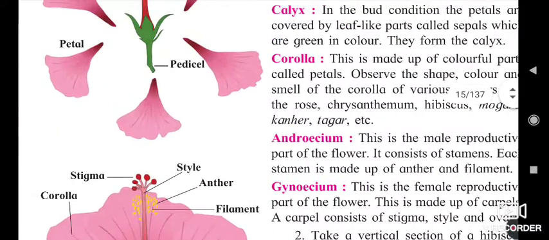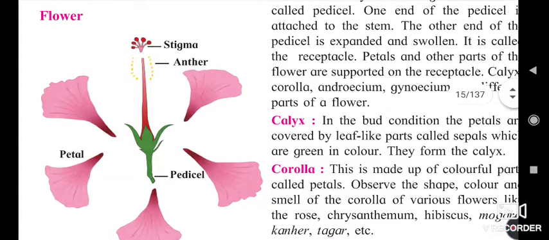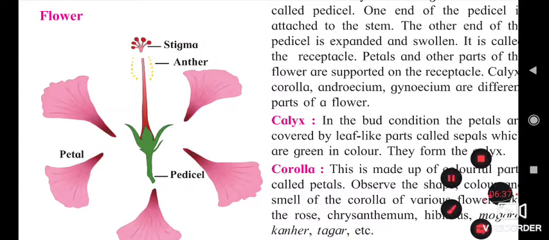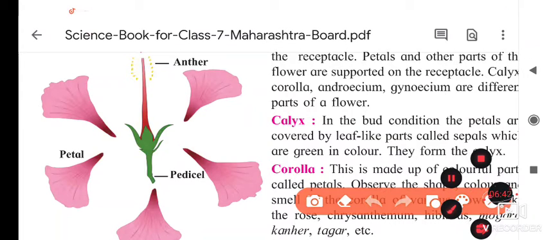So in this picture we have seen the fertilization of a flower, and how it turns from flower to fruit. This happens only after the maturity period.